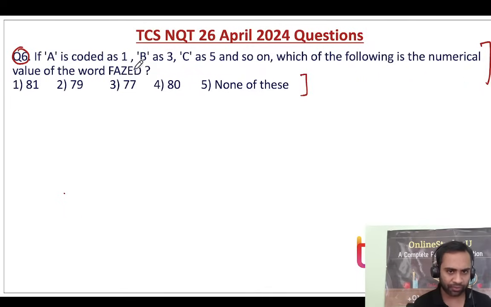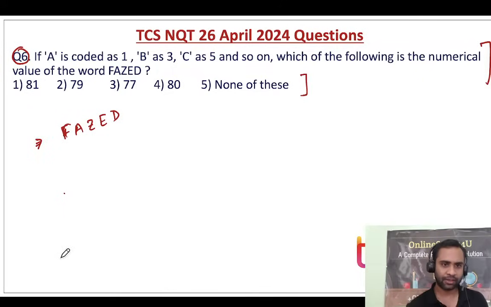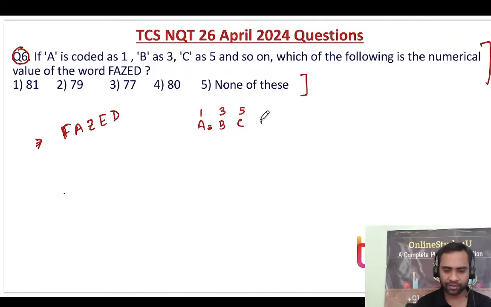Now, if A is coded as 1, B as 3, C as 5, then can you tell me what will be the code for FAZED? So if A is coded as 1, B is coded as 3, C is coded as 5, and so on, then which of the following is the numerical value of the word FAZED? So please think what is happening. A is coded as 1, B is 3, C is 5, then D will be 7, then E will be 9. So what is the position of B? It is 2.